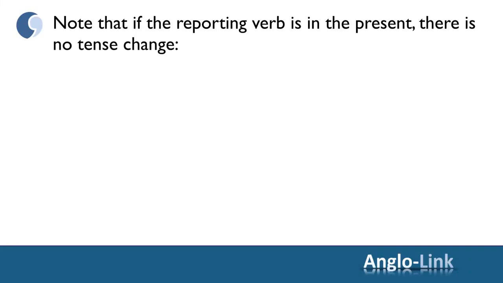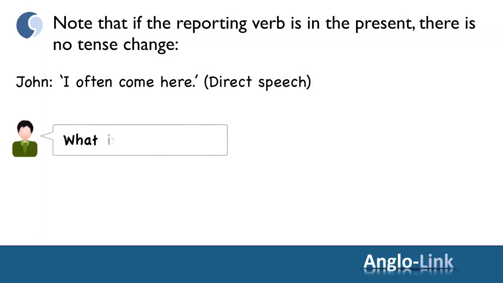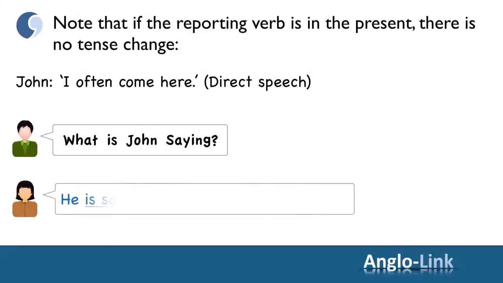Note that if the reporting verb is in the present, there is no tense change. For example, John: "I often come here." If the question is, what is John saying? The answer is, he is saying that he often comes here. The verb stays in the same tense, present simple.